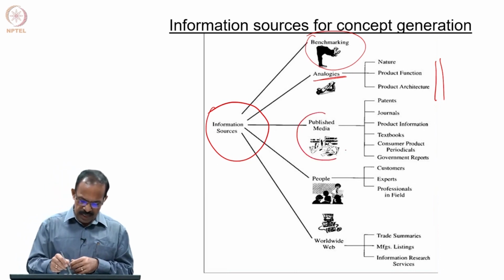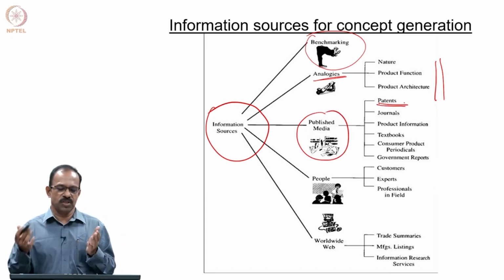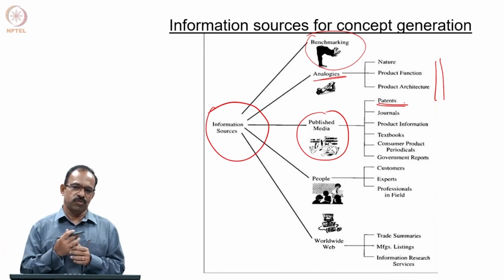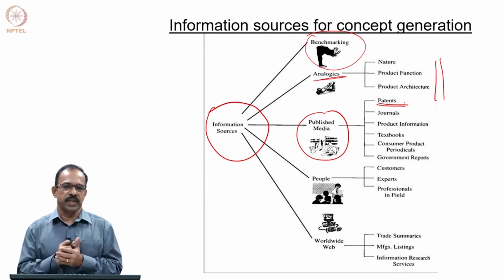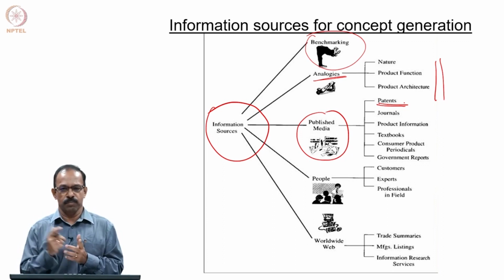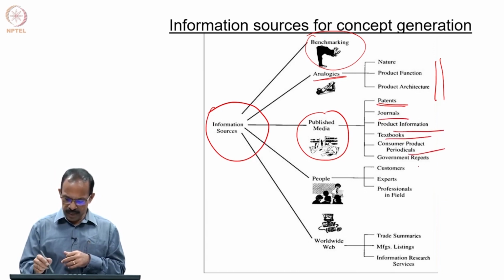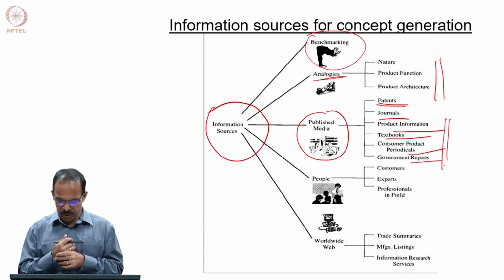And look at the published media. You have the patents. So, there is a large database on patents. There are googlepatents.com, or you take USPTO, you will be able to see the patent details for a large number of products. Then there are journals, then product information catalogs, textbooks, periodicals, government reports, etc. about the products which are of interest to you.